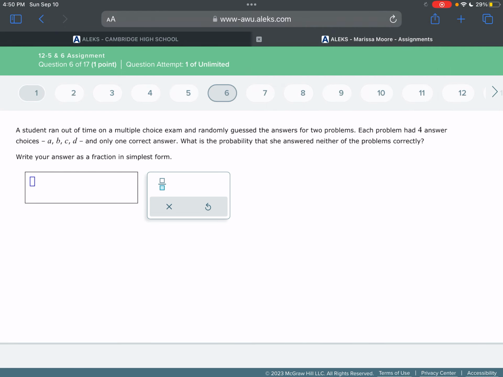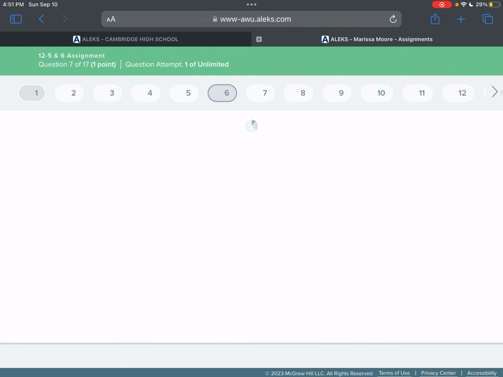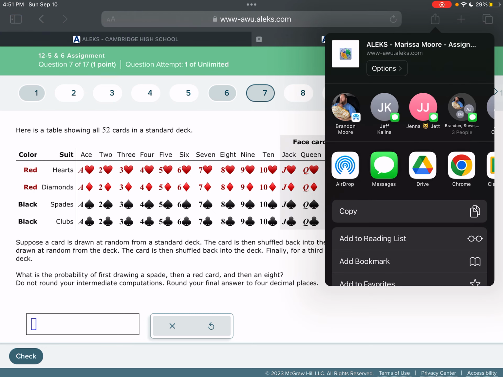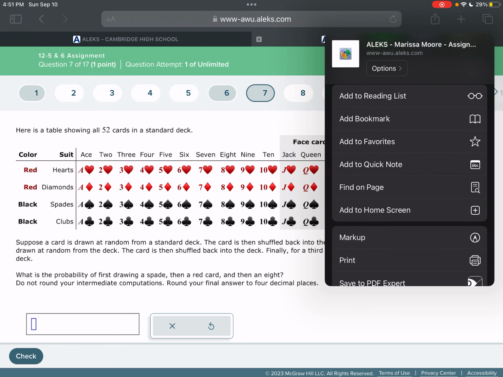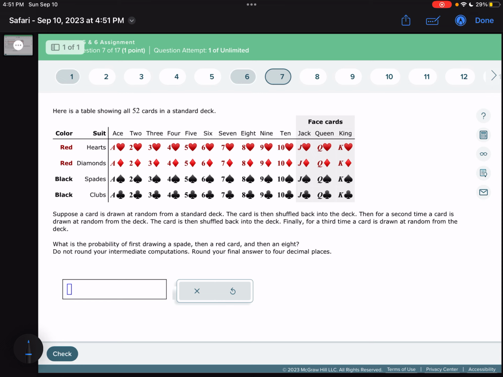Question number 7. All right, a card question. Suppose a card is drawn at random and then shuffled back into the deck. So it's shuffled back into the deck. That's important. And then a second card is drawn at random. What is the probability of the first being a spade, then a red, then an 8? So I'm drawing 3 cards here.